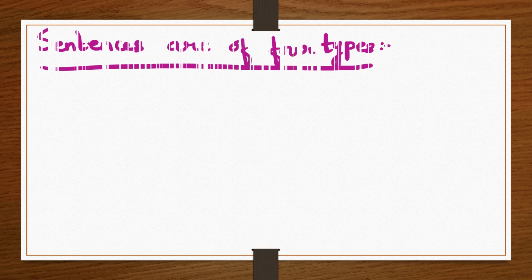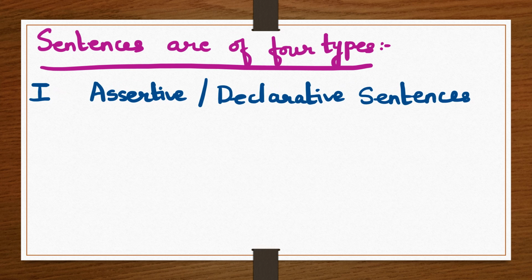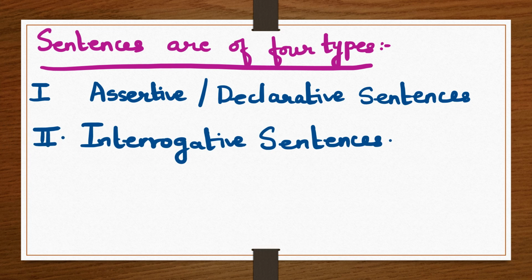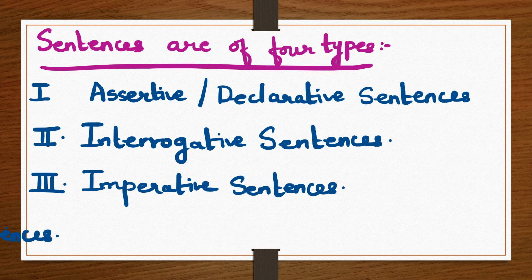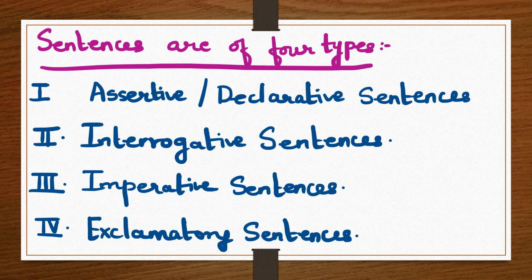What are the types of sentences? There are four main types of sentences. The first is the assertive or the declarative sentence. The second is the interrogative sentence. The third is the imperative sentence. And the fourth is the exclamatory sentence.